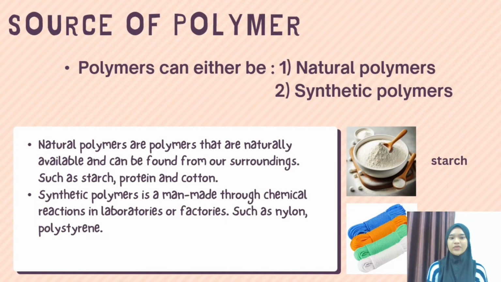Next, we are going to the source of polymers. Polymers are classified into two major categories, which are natural polymers and synthetic polymers. Natural polymers are polymers that are naturally available and can be formed from our surroundings, for example starch, protein, and cotton. Synthetic polymers are man-made materials produced through chemical reactions, such as nylon and polystyrene.